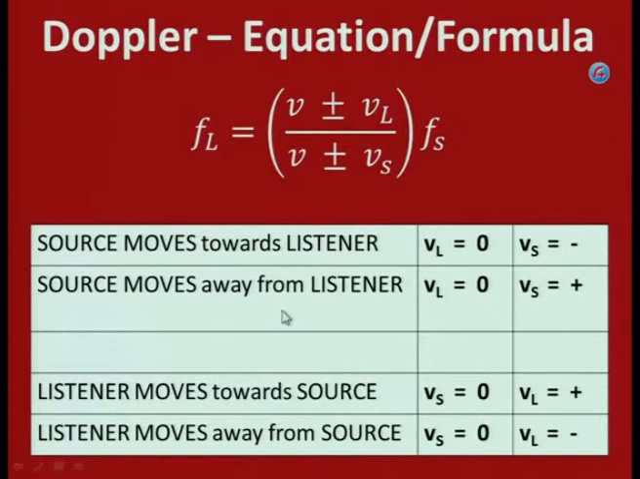Now we look at the second situation where the listener moves towards the source. Now the speed of the source is 0 and VL is positive. The listener moves away from the source. Now Vs is again 0, the source is stationary, and VL is negative. So if you want to do an example, you just need to remember this table so that you know when Vs is negative and positive and when VL is positive or negative.